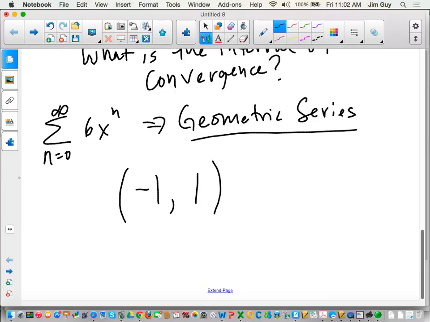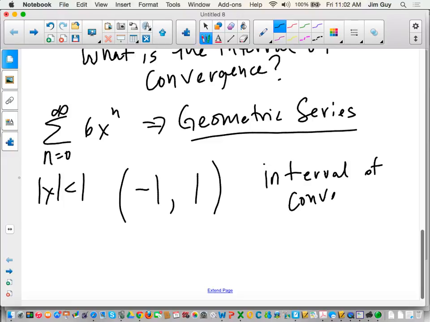Alright? This is your interval of convergence. By the way, I'm going to just write that down so you remember. We got it because the absolute value of x had to be less than 1. Interval of convergence. Some other terms come along with this idea. They'll talk about the center. What's the center of this interval? 0. That's not so bad. So the center equals 0. It's just the middle of your interval.